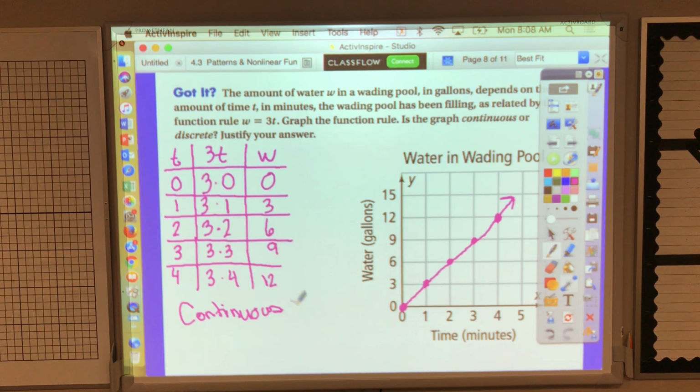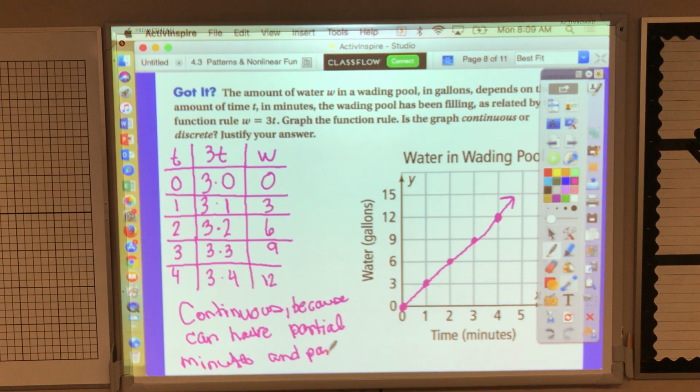So it's going to be continuous data because I can have partial minutes, partial gallons of water. I might end up filling it to 12.5 gallons. I don't know that limit, right? So that's what I have to have. I can have partial amounts.